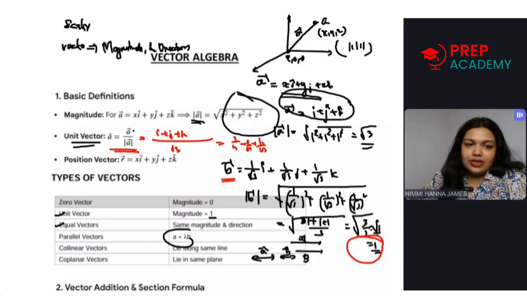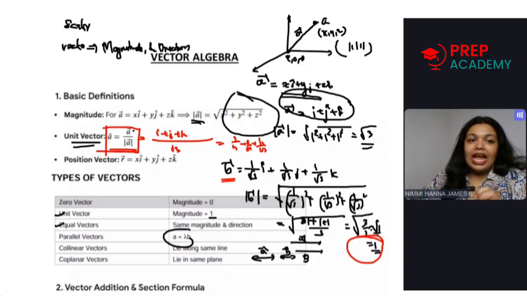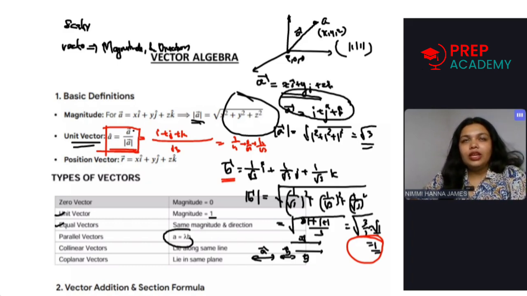Using this equation, you have to learn this: a vector divided by the modulus of a vector gives the unit vector along a. It can be asked as unit vector along a, or parallel to a, or in the direction of a; all mean the same thing. Now let's move on to the vector operations.